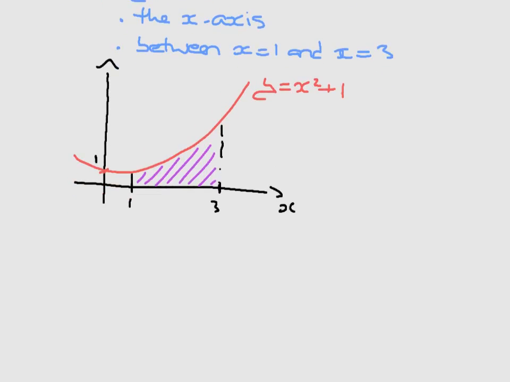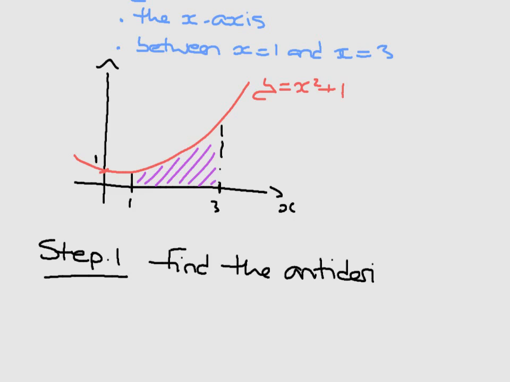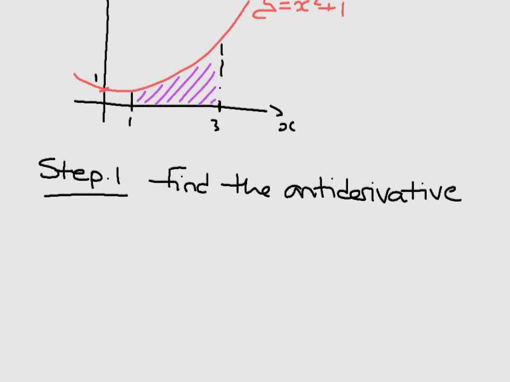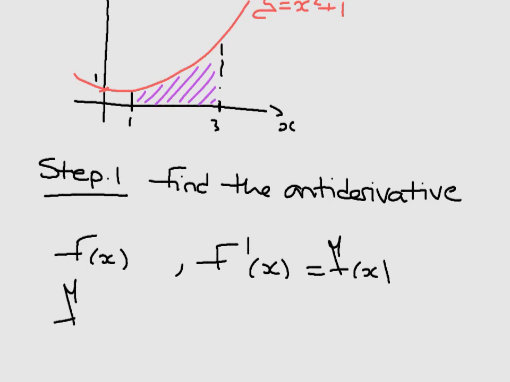To do this, we're going to have to use calculus. And we're going to use a two-step method here. The first step, which we'll call step 1, is going to be to find the antiderivative. Now remember, the antiderivative function of f of x is a function which we'll write capital F of x, which is such that if I differentiate capital F of x, I fall back on f of x, where f of x in this case is equal to x squared plus 1.